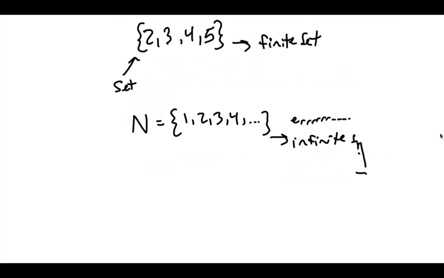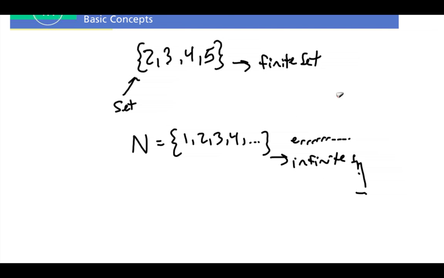Let me just erase that real quick. So this right here is called the natural numbers, and this specific set of numbers starts with 1 and goes on to infinity. That's what the little dot dot dot means. It just goes on forever.